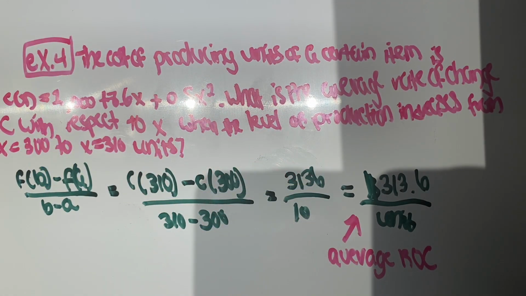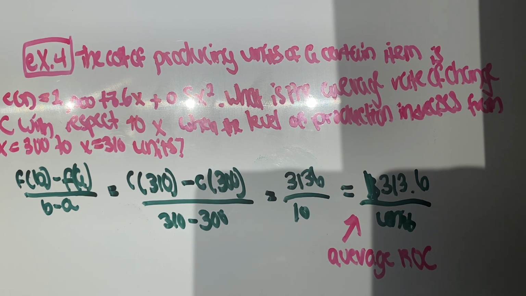Let's look at one last average rate of change example. The cost of producing x units of a certain item is C of x equals 2,000 plus 8.6x plus 0.5x squared. What is the average rate of change of C with respect to x when the level of production increases from x equals 300 to x equals 310 units?